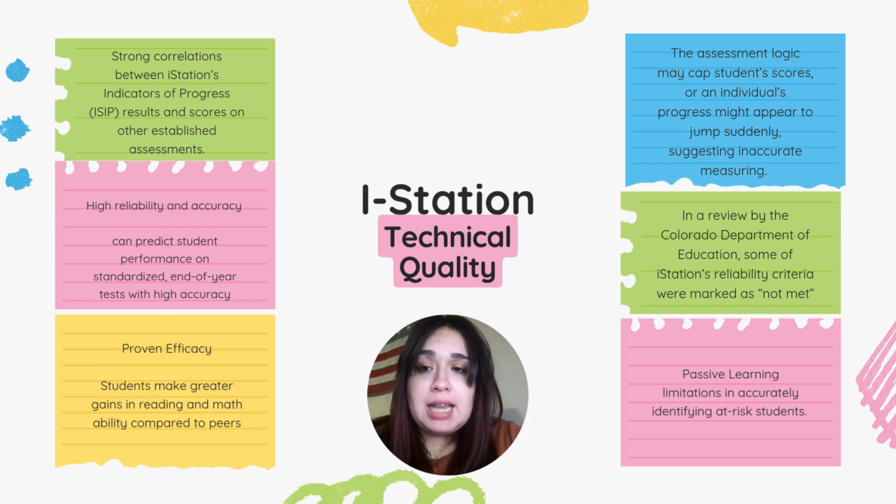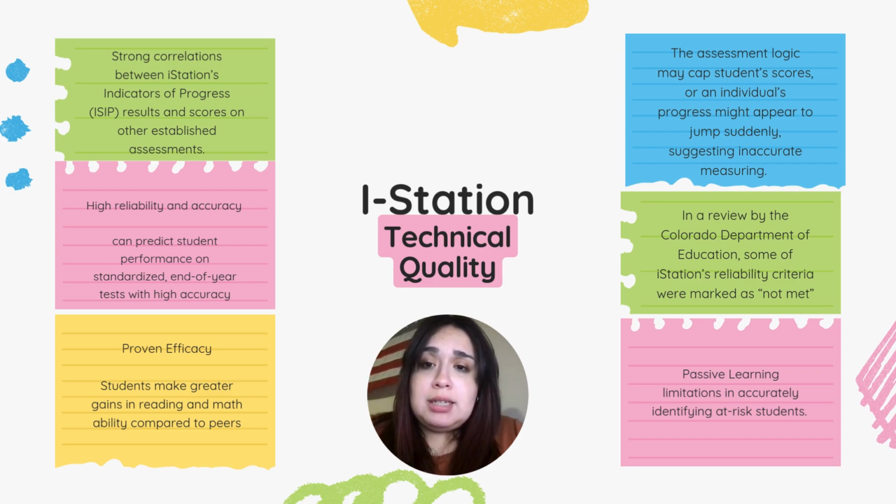Research indicates that ISIP, or iStation's Indicators of Progress, are reliable predictors of students' performance on end of year state tests, much like STAAR in Texas or the New Jersey Student Learning Assessment. The reliability of iStation's assessments has been established across different student groups, including ELLs or emergent bilinguals with or without reading deficiencies. Overall, iStation shows moderate to strong evidence of reliability and validity, particularly for reading skills.